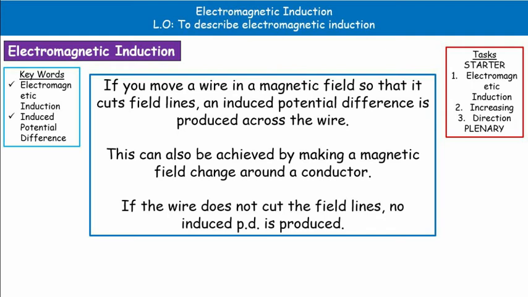Now, there's another way that we can do this. We can also induce a potential difference across a wire if we make a magnetic field change around the conductor. So the key thing here is that the wire is cutting the field lines. How we achieve that, there's a couple of ways we could do it. But if the wire does not cut field lines, we will not induce a potential difference. It's only through cutting those field lines that this happens. So write down those 3 sentences for me in your books if you haven't already. I'll give you another minute to get that done.